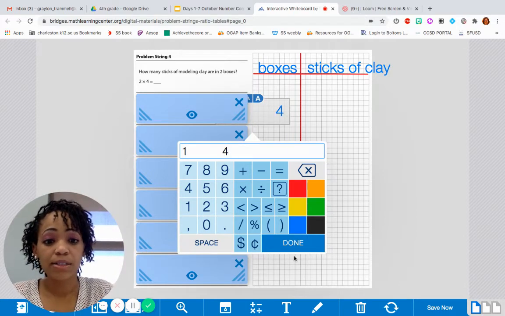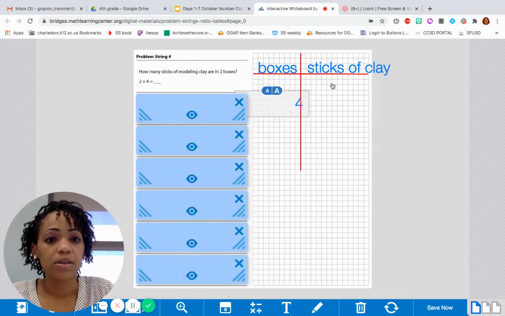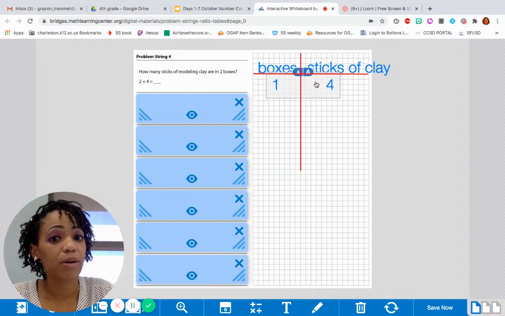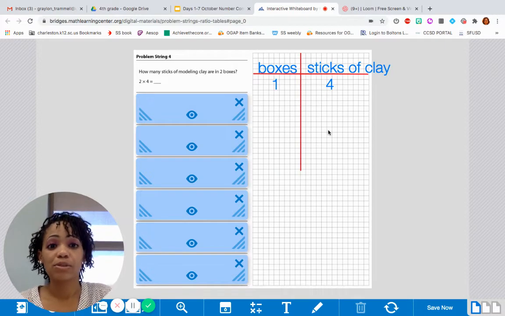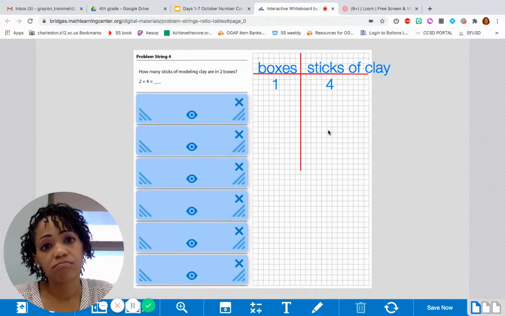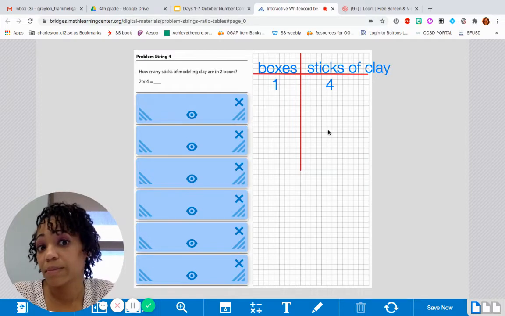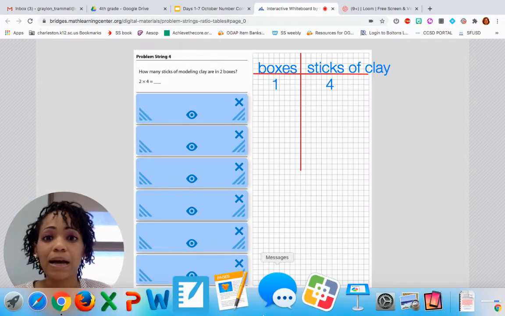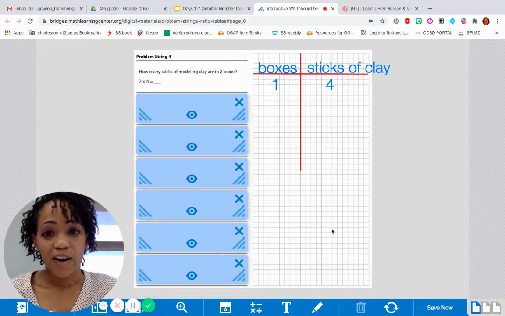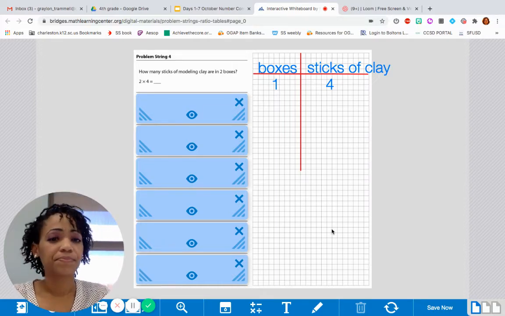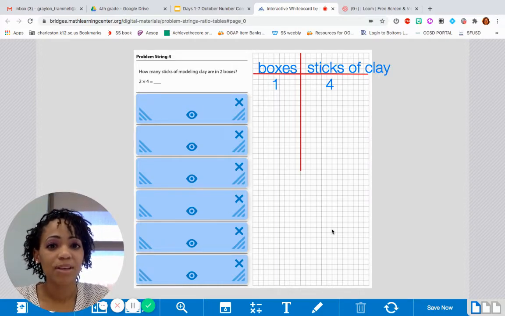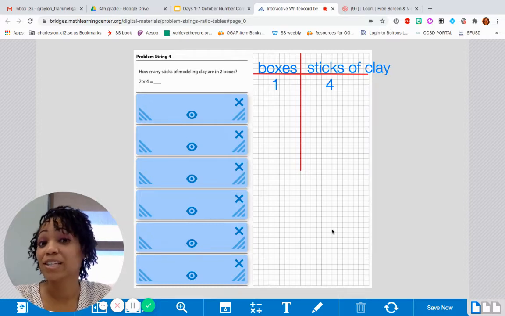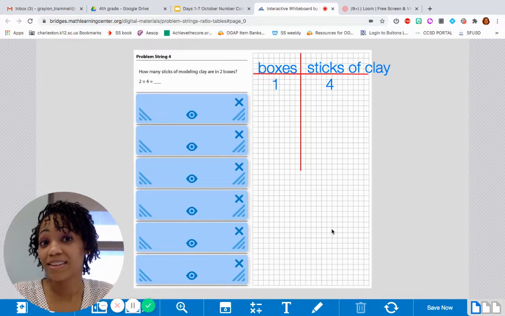Right, in 1 box, we said we had 4. So I'm going to put that here for you so you can remember. As we continue through our problem string, that'll help you still figure out the answers to the next problems maybe. Right now we're looking for how many sticks of clay are in 2 boxes. So what's our equation? Maybe I should say, what's our expression? Do you remember that from last month, the difference?